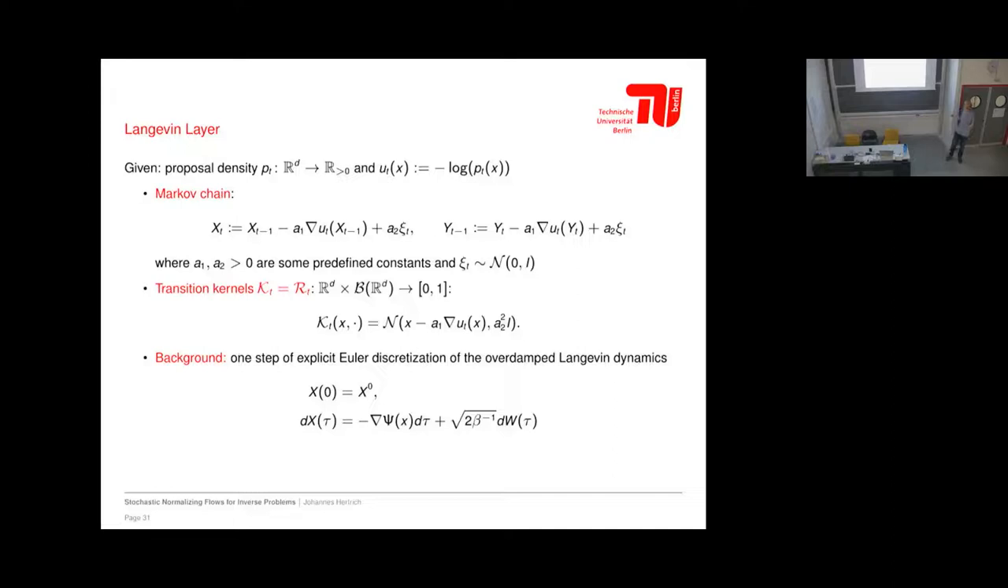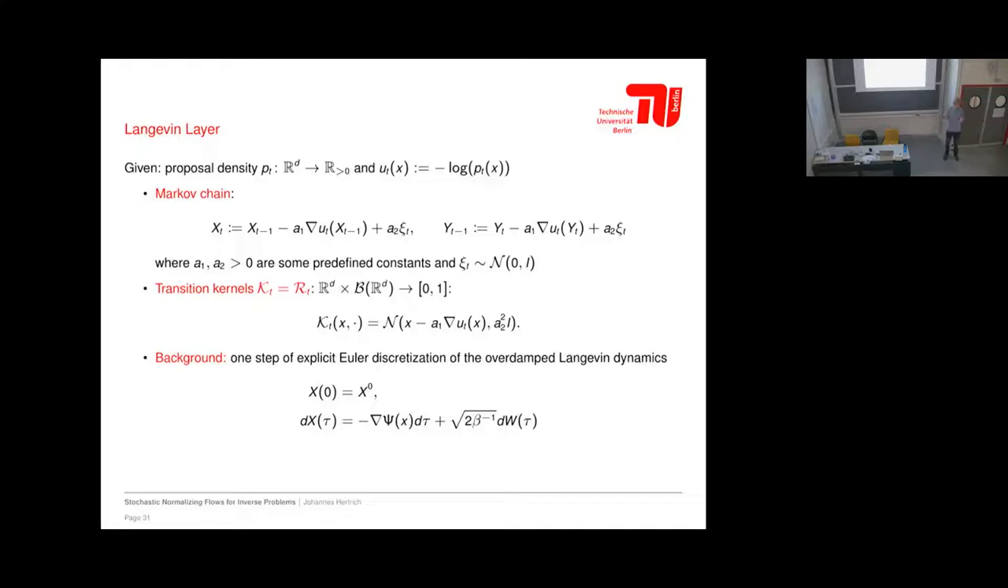And this also has an interpretation. Namely, if we connect many of these layers, then we get an explicit Euler discretization of a famous stochastic differential equation, namely the overdamped Langevin dynamics. And it is known that if we run a Langevin dynamics, then it has a stationary distribution, which is the proposal latent density. So if we apply such a Langevin layer, we can expect that we even go closer to this proposal density.